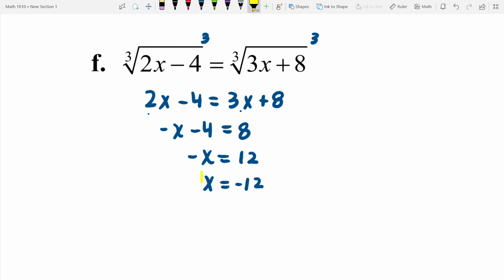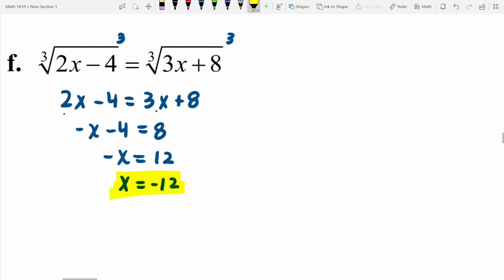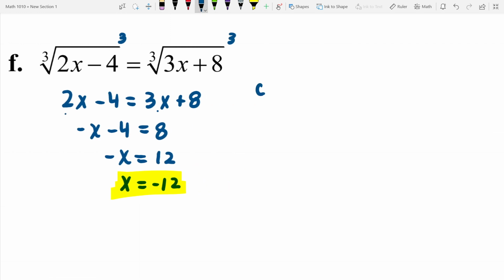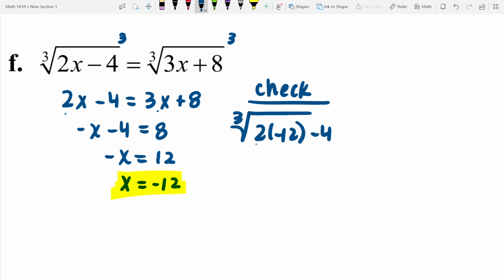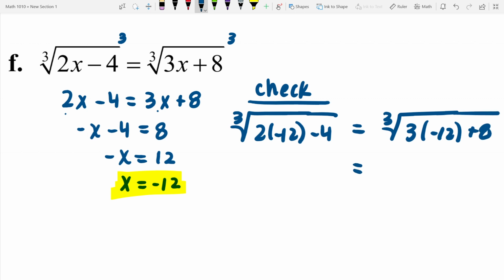Now, I'm not required to check my answer, but I want to practice checking. So let's just check this one, just so we can practice putting this in the calculator. So everybody go, the cube root of 2 times negative 12 minus 4 equals the cube root of 3 times negative 12 plus 8. Okay, let's put the left-hand side in. So everybody go 3, second, and then go down 4 buttons to the caret button, which looks like that.